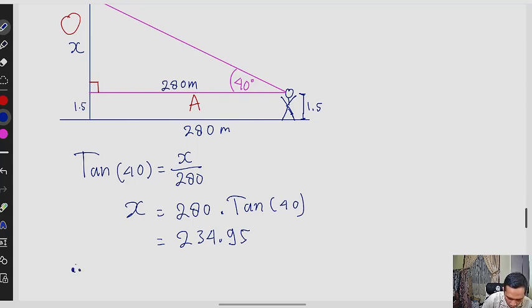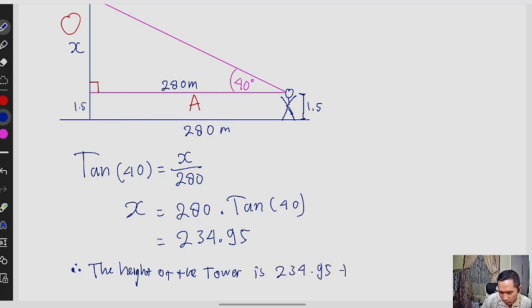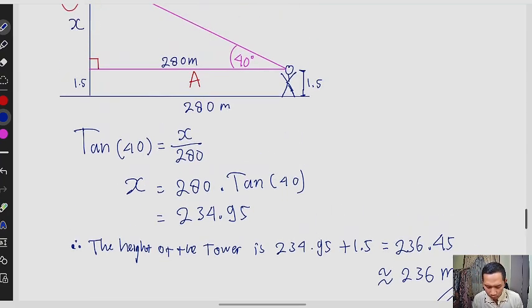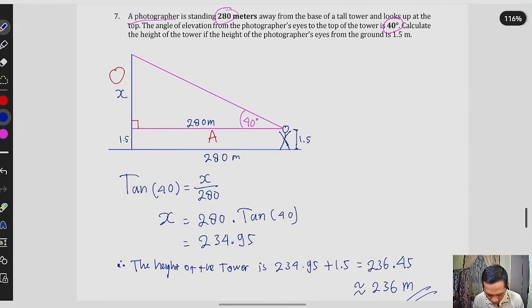So in conclusion, the height of the tower is 234.95 plus 1.5, and the answer will be 236.45. And this is the time when we round. We round to three significant figures: 236. After the 6, we have 4, so it's still 236 meters. So that is the height of the tower. Okay, that's question number 7.